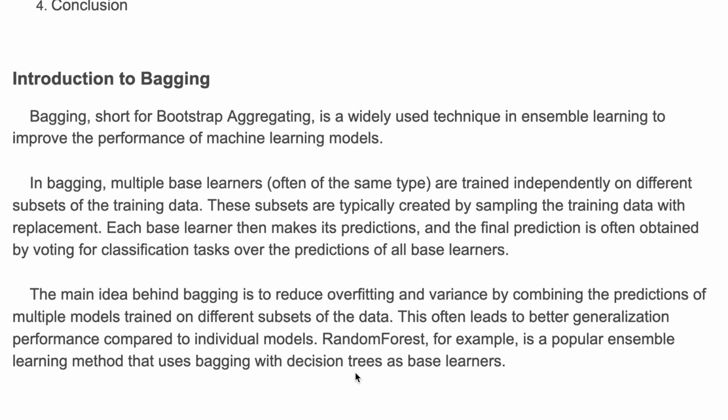The main idea behind bagging is to reduce overfitting and variance by combining the predictions of multiple models trained on different subsets of the data. This often leads to better generalization performance compared to individual models. Random forest, for example, is a popular ensemble learning method that uses bagging with decision trees as base learners.